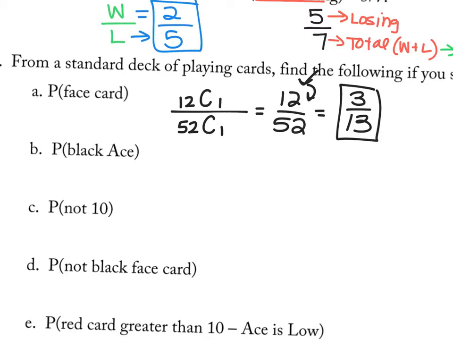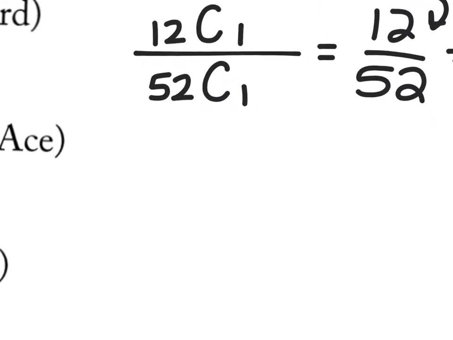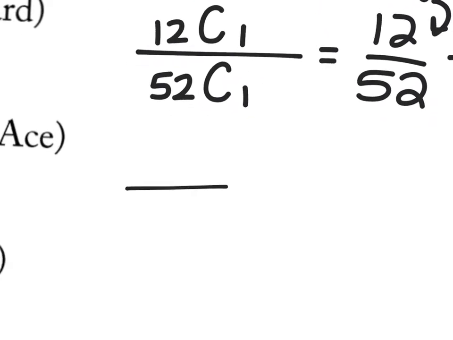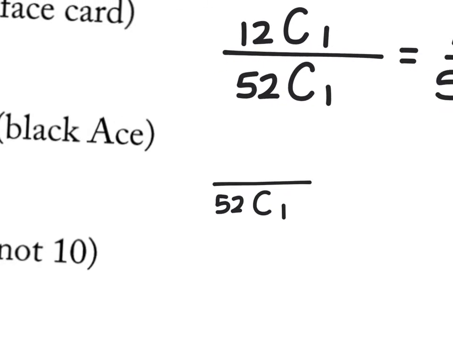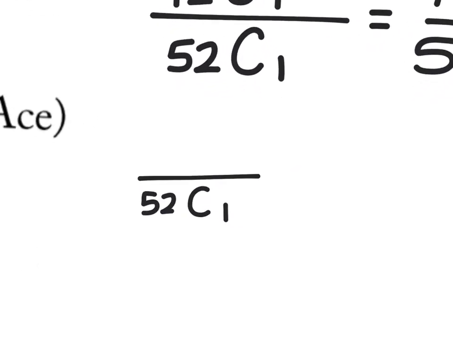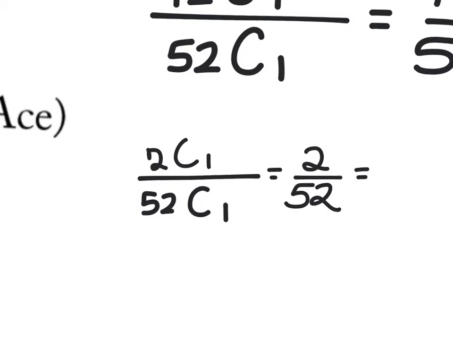let's zoom in. So again, I'm choosing from 52, so that goes on the bottom. And I'm choosing a black ace, so let's talk about this. I'm not just choosing an ace, which would be choosing from 4, but specifically a black one. So there's only two black aces in the whole deck, so it's 2 choose one. So this is 2 out of 52. Okay, because 2 choose one in your calculator is 2. 52 choose one is 52. And that reduces to 1 out of 26.